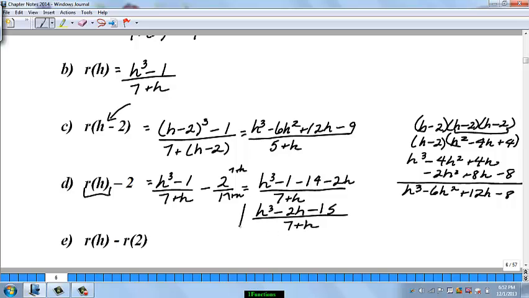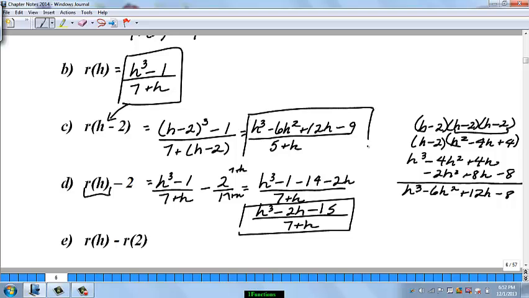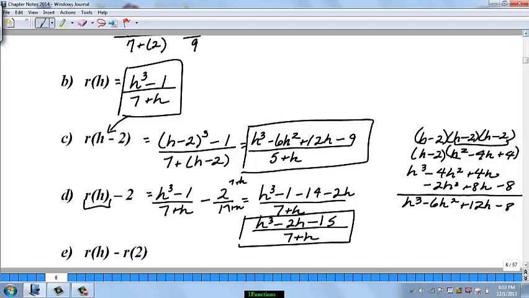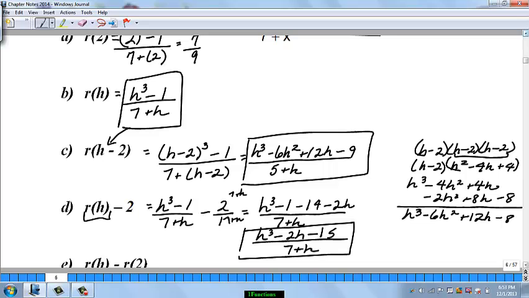So do you see the difference? This is my final answer. This is right here just r of h, and here it was r of h minus 2. So it's almost like you get something different every time, because it's how we're doing this. Now if I did r of h minus r of 2, we've done r of h up here, and I think r of 2 was even up the top here, which I think was 7/9 if I remember.